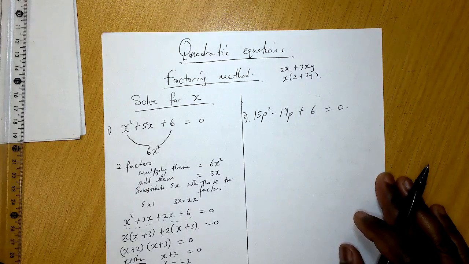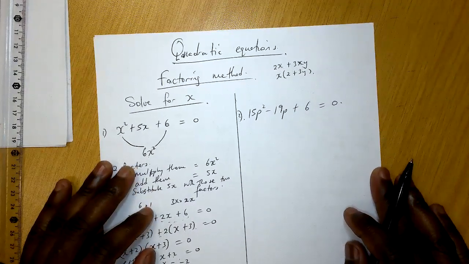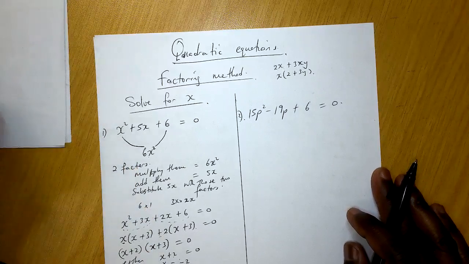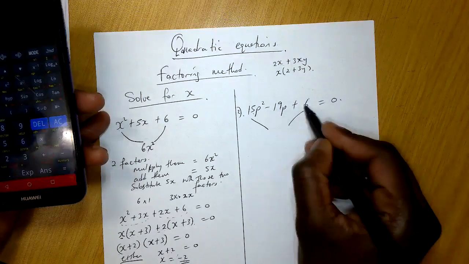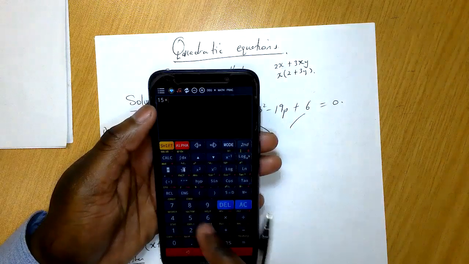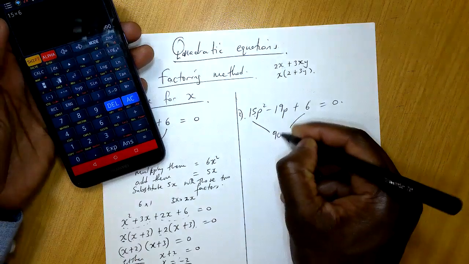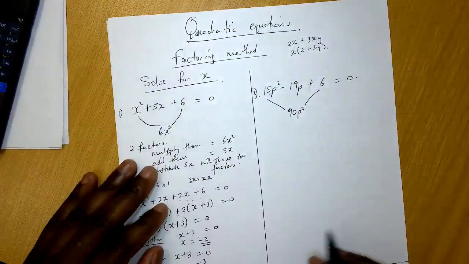Here we are having 15p squared minus 19p plus 6 is equal to 0. So what must we do? Remember, we take 15 times 6. So we're going to say here 15 times 6, we get 90. So it's going to be 90p squared. Okay. So when you put 90p squared here, what must we do?